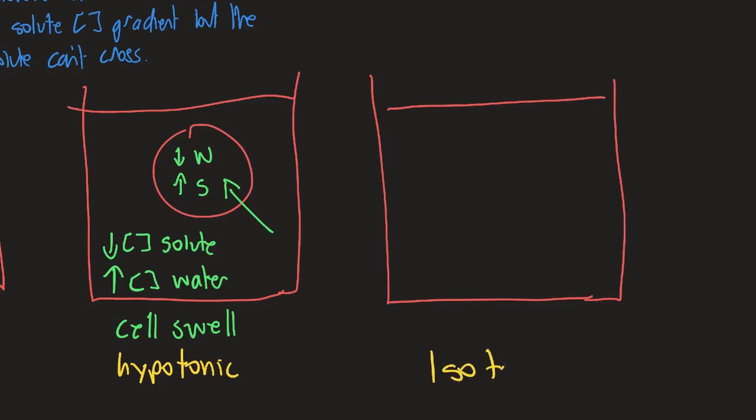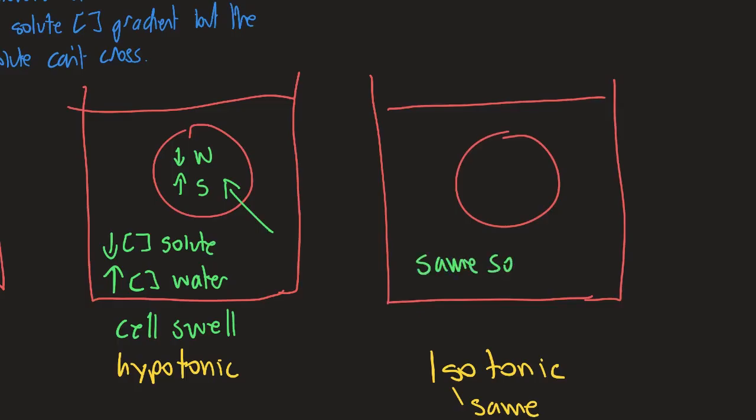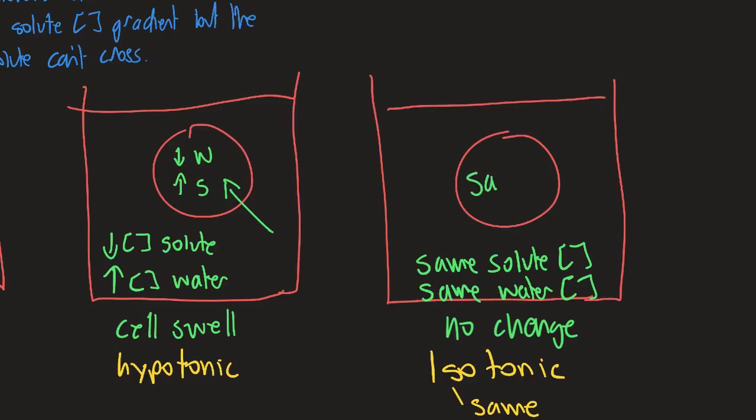There is a third scenario, and this is what we call isotonic. Iso means the same. In a cell, we've got the same solute concentration and the same water concentration, so there's no change. There's no net movement of water. That's called isotonic, and there's no change there.